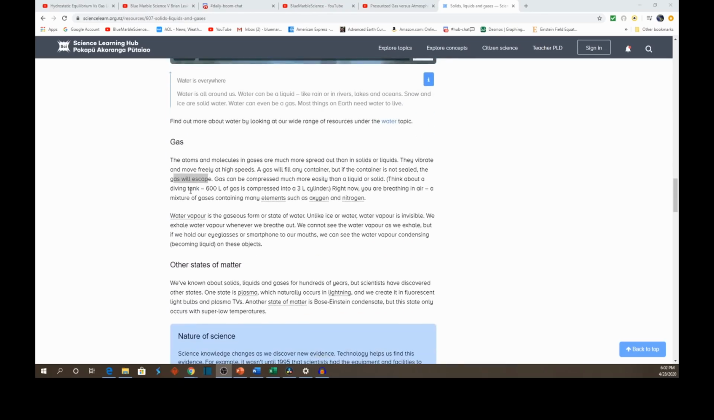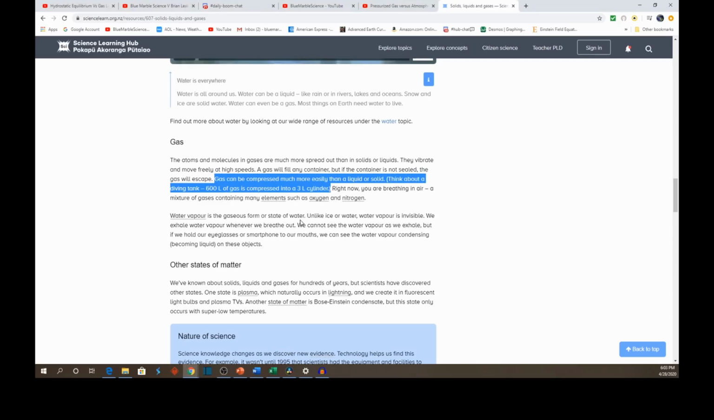Here we go. Gas. This is what he read. The atoms and molecules in gases are much more spread out than in solids or liquids. They vibrate and move freely at high speeds. A gas will fill any container, but if the container is not sealed, the gas will escape. You stopped there, John.